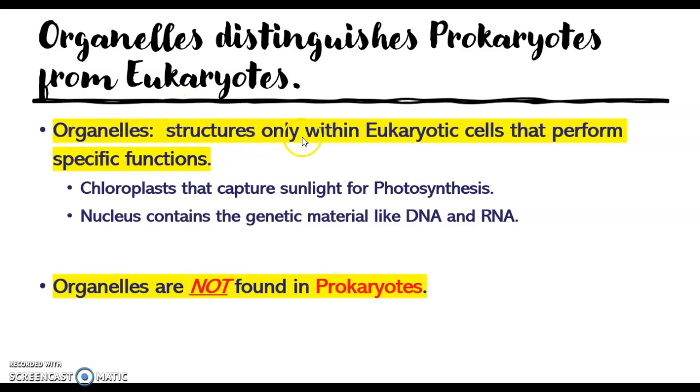Organelles. These are structures only within eukaryotic cells that perform specific functions. For example, chloroplasts. They are important for photosynthesis. Another organelle, we've already talked about it, is the nucleus. It contains the genetic material like DNA and RNA. These are only found in eukaryotic cells. Prokaryotes do not have organelles. That's what's different between them. So make sure you copy this. You can pause this and copy it.